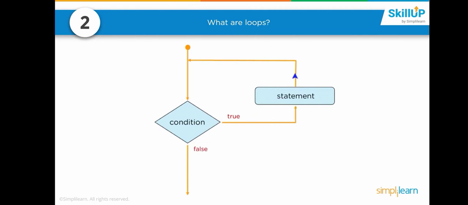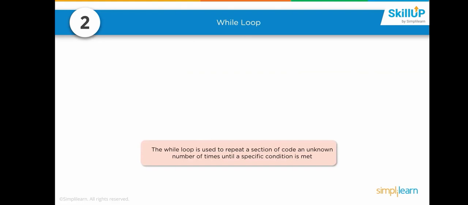So now that we got a basic idea of what loops are and how they run, let's look into our three basic loops. The first is the while loop. So the while loop is used to repeat a section of code an unknown number of times until a specific condition is met. So suppose Jake did not want his name to be printed exactly 10 times, but until the end of the page. In this case, you can use a while loop and the condition would be print until end of page is reached.